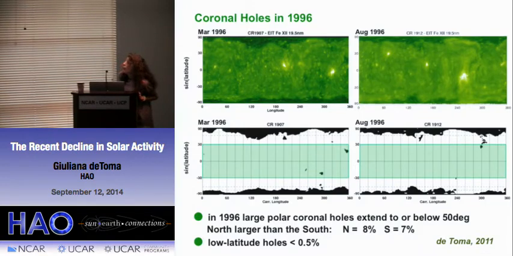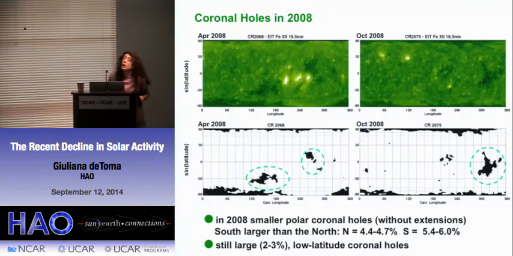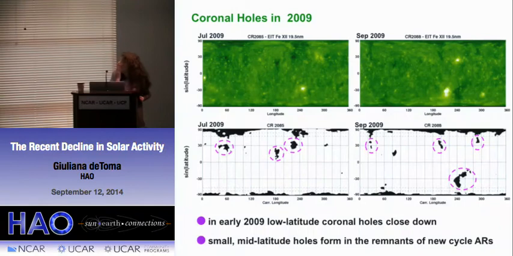So in 1996, you have large coronal holes that extend down to 50 degrees or lower, and not very many coronal holes at low latitude at all. This is 2006-07. So you have much smaller polar coronal holes and these large and long-lived holes at low latitude. 2008 still looks similar to 2007. And finally, in 2009, this low latitude coronal hole closed down. And you start to see some smaller and not very long-lived coronal holes forming at high latitude with the appearance of the new cycle.